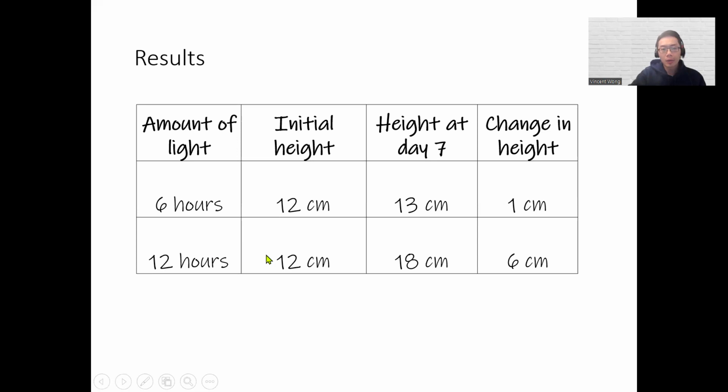Okay. So then we collect our data, right? We have the same initial height here, 12 and 12, 6 hours, 12 hours. And then you let the experiment run for 7 days, right? And you can see the one with 6 hours only grew 1 centimeter, and the other one grew 6 centimeters. So then you can conclude that, oh, more sunlight is going to make it grow taller.